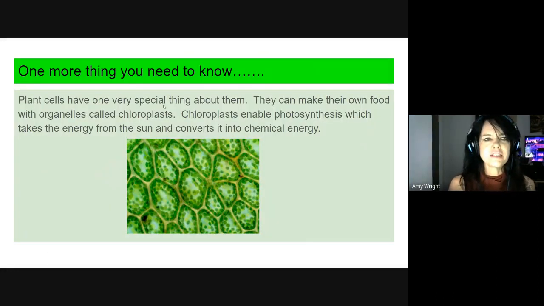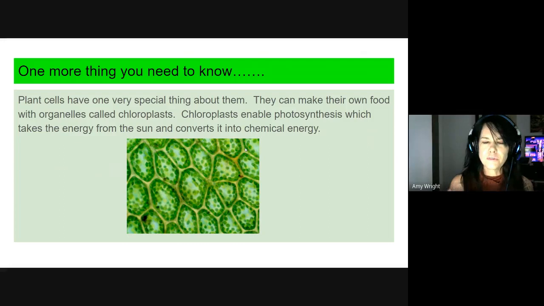One more thing you need to know, and we're going to talk about plant cells. I've seen a couple of plant cell questions on the OGTs. If you can remember, chloroplasts are always related to photosynthesis. Those are only intrinsic to plants. Only plants have chloroplasts. It's what enables them to make their own food.